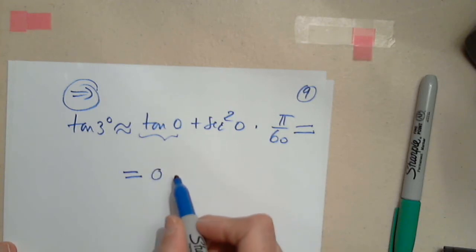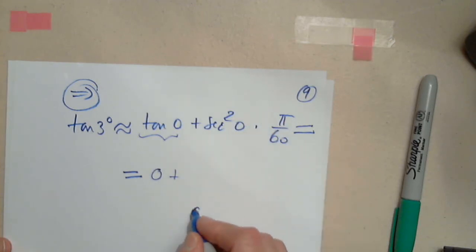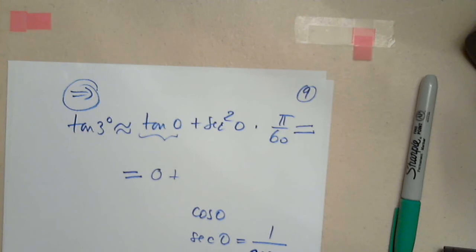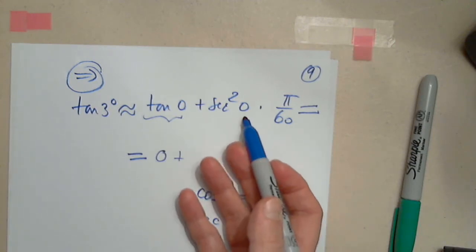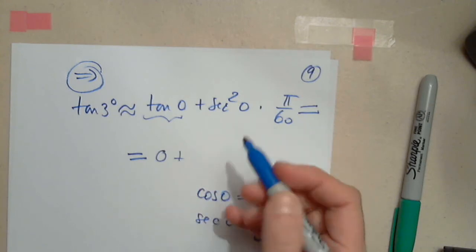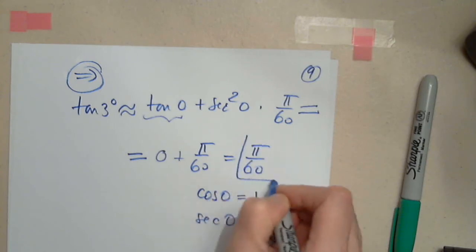So tangent 0 is 0. Very good. Plus secant squared 0, I'm interested in cosine 0 first. Once I have cosine, I know that secant 0 is 1 over cosine 0. So how much is cosine 0? It's 1. And 1 over 1 will be 1. So obviously secant squared will be 1, and times pi over 60. So the answer is pi over 60.